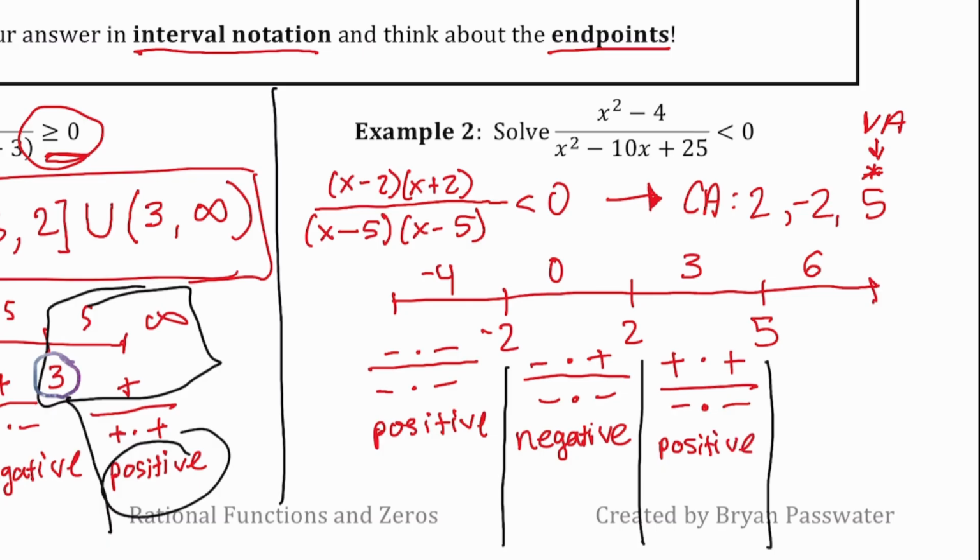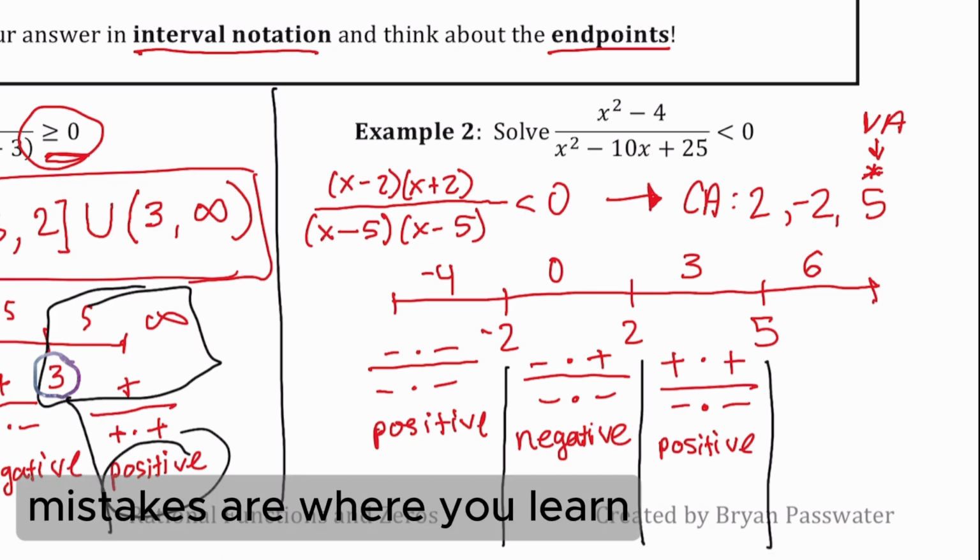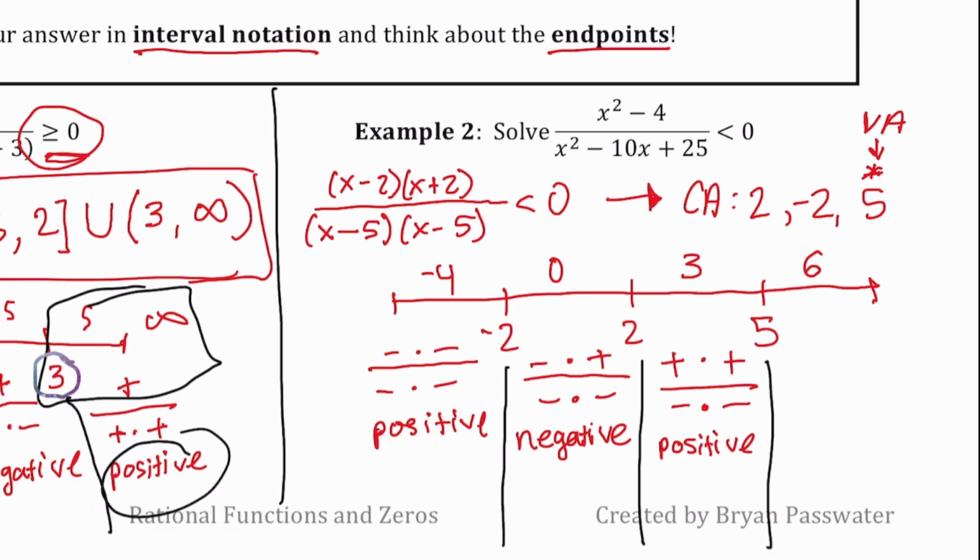Make sure you don't make mistakes like I did. On practice, it's fine. Mistakes are where you learn. And 6 minus 2, that gives us positive, times 8, which is positive. Oops, I was about to write 8. Oopsies. 6 minus 5, that's a positive, times positive. And that gives us positive right there.